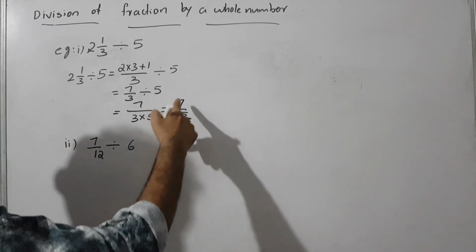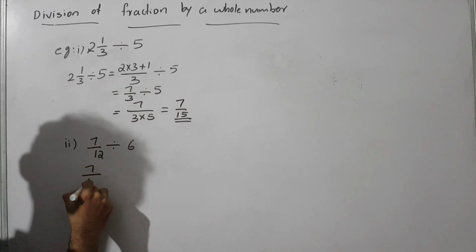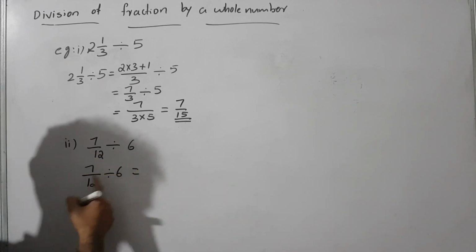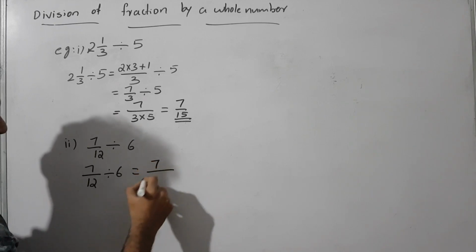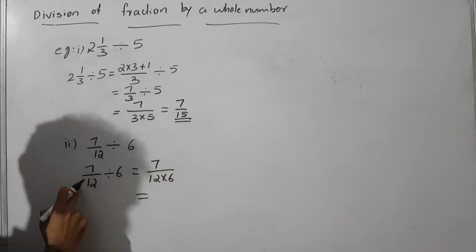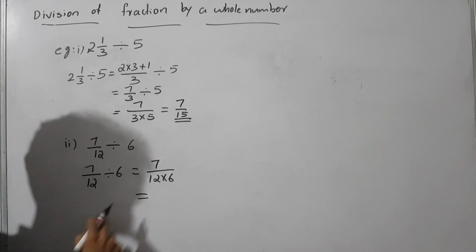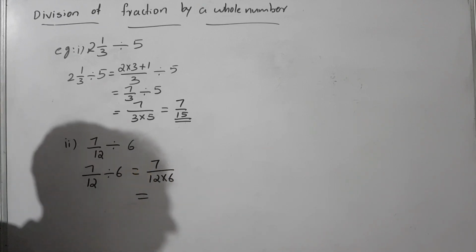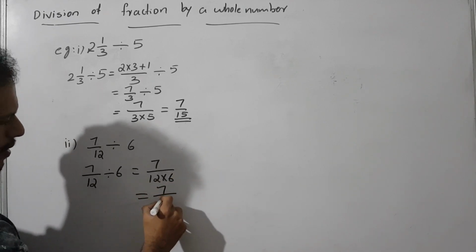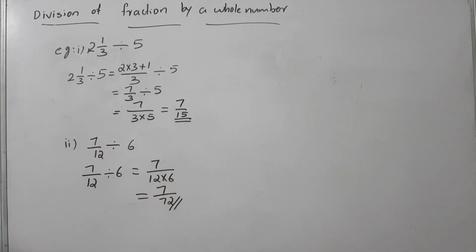Okay, then the answer is 7 by 15. Then what is the answer of the second one? 7 by 12 divided by 6 is equal to 7 by 12 into 6, since a by b divided by c is equal to a by b into c. 7 by 12 into 6 is 72. So the answer is 7 by 72.